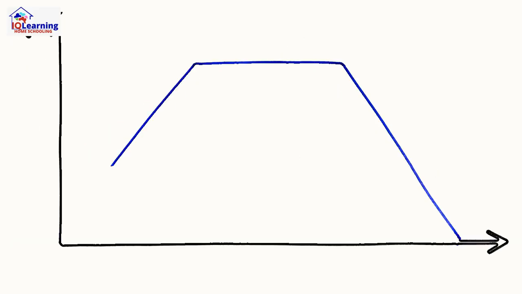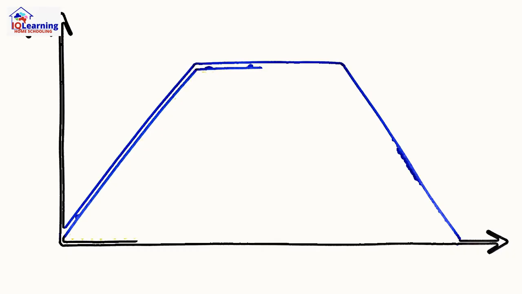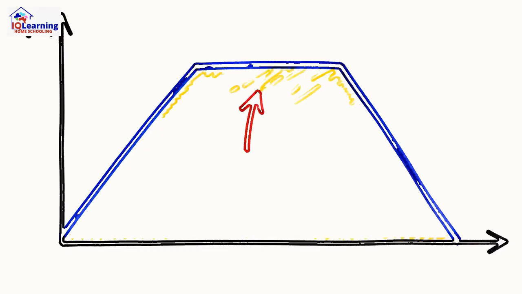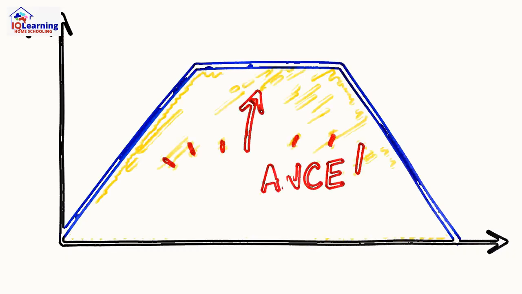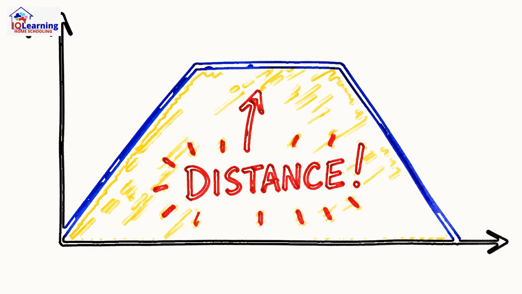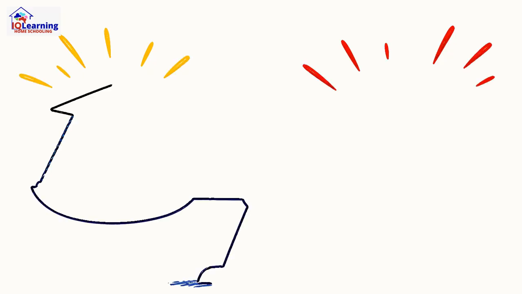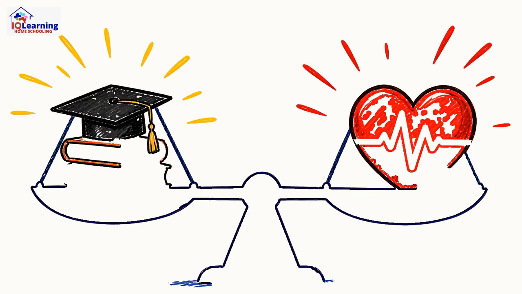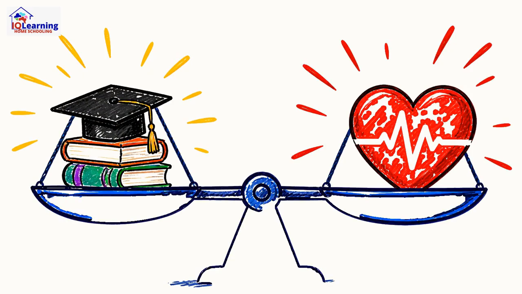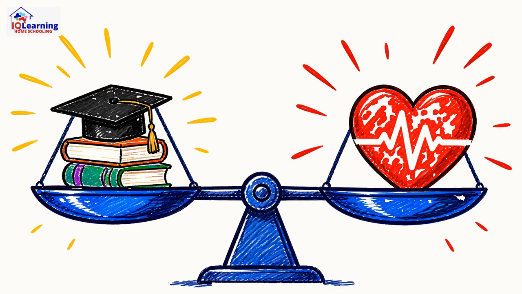And these graphs have a secret feature. The area underneath the line tells you exactly how far you've traveled. By looking at a simple shape, you can calculate the total distance of a journey. But why does this matter outside of a physics class? Because understanding acceleration is a matter of life and death.